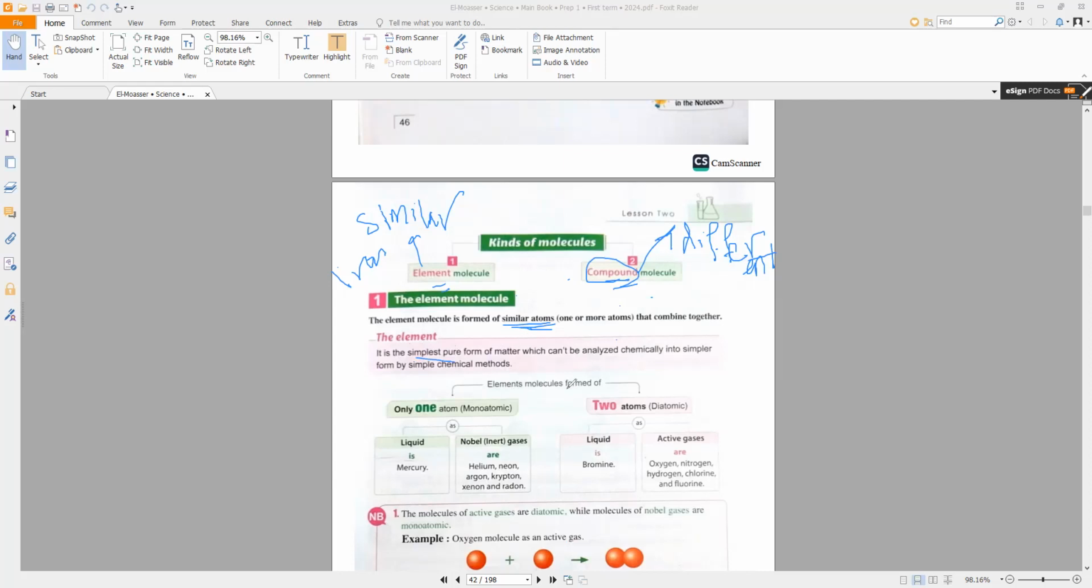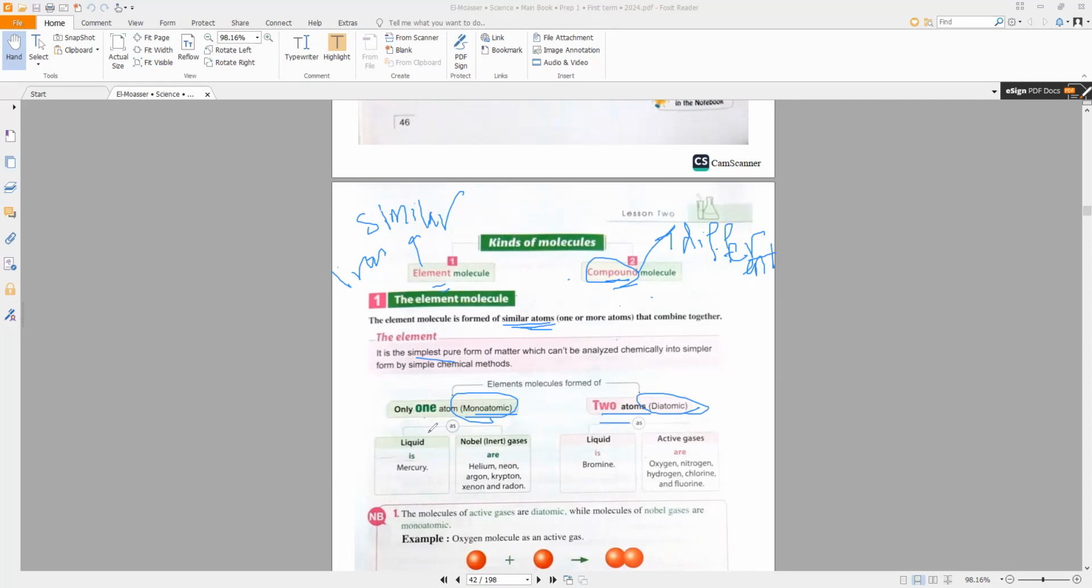After this, we have two types of element molecule. If the element molecule consists of one atom, it is called monoatomic. If this element consists of two atoms, it is called diatomic molecule. The word mono means one, di means two. The element molecules that consist of one atom are called monoatomic.